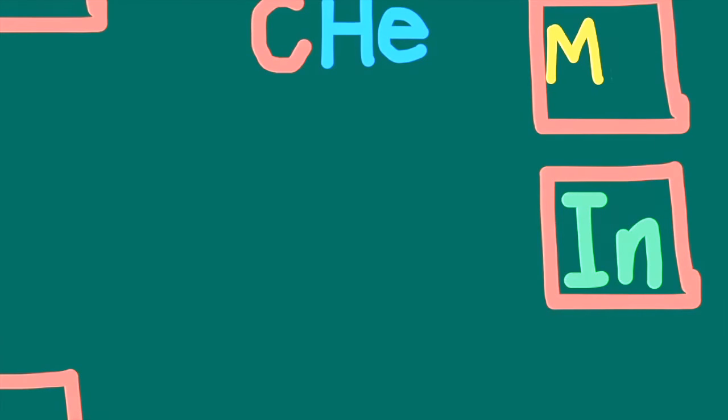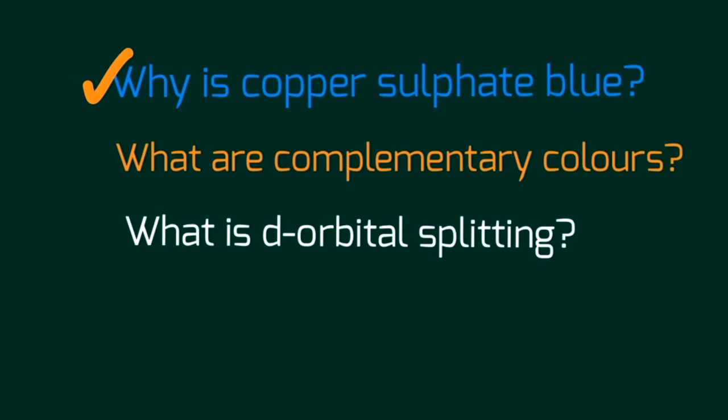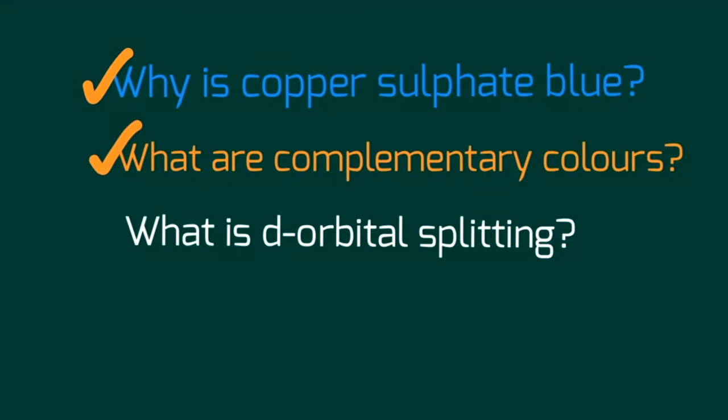Welcome again. In this episode of CHeM in 3, we consider these points. Why is copper sulfate blue? What are complementary colors? What is d-orbital splitting?